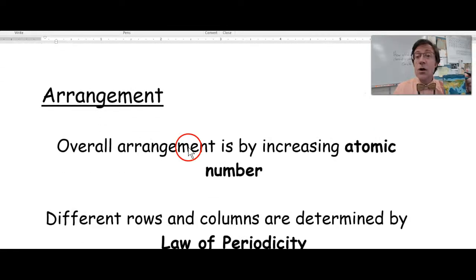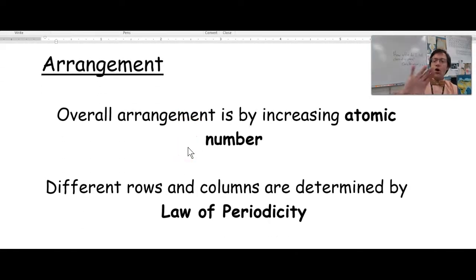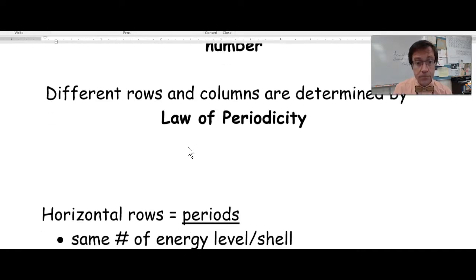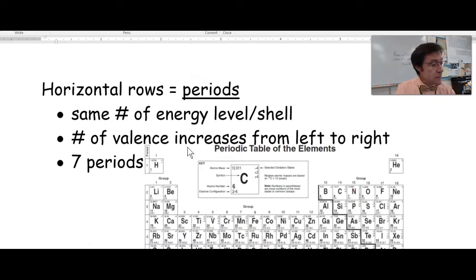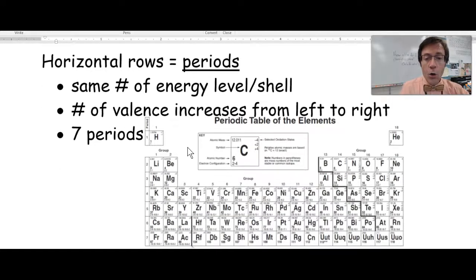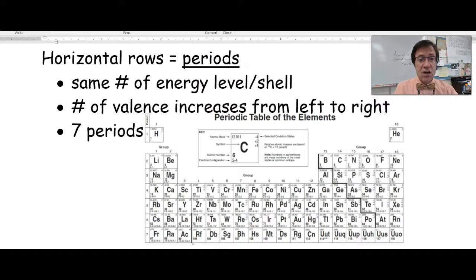So there you go. Okay, so arrangement. The overall arrangement of the periodic table is ordered by atomic number, right? That's the main thing that we use to arrange the periodic table. And different rows and columns are determined by the law of periodicity. So in other words, when those chemical and physical properties start to repeat themselves, we start a new line. Got it? And what we get are horizontal rows that we call periods.